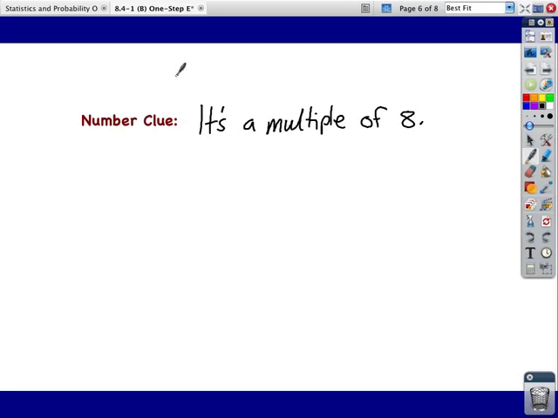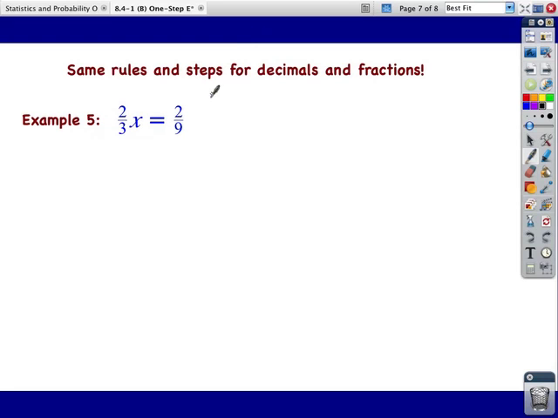All right, one more example, but here's your number clue. It is a multiple of 8. All right, last example. When you're dealing with fractions, you think of them the same way as numbers. So this right here is just one big number. It's just 2/3. This is just 2/9. So we're not going to do anything different or fancy. We're going to do what we've been doing.